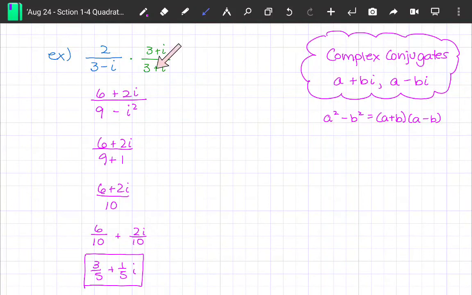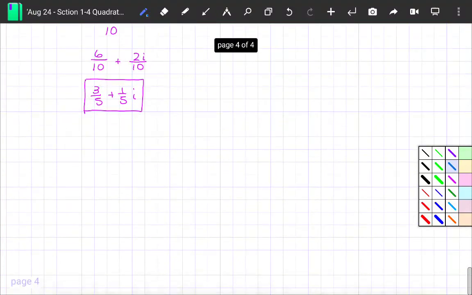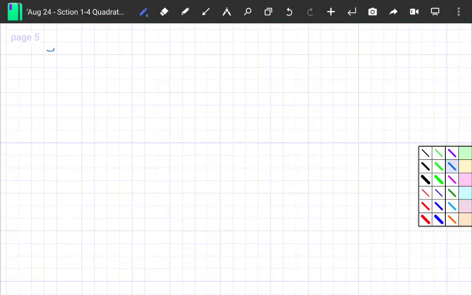So the key was multiplying top and bottom by the conjugate. You want to multiply by whatever it's going to take to get rid of the i in the bottom. And the conjugate can always work. And then you just work it out. So let me give you one to try on your own, and we'll do it together afterwards.